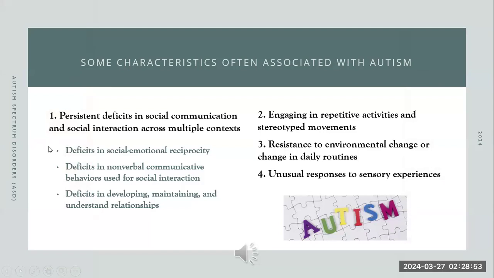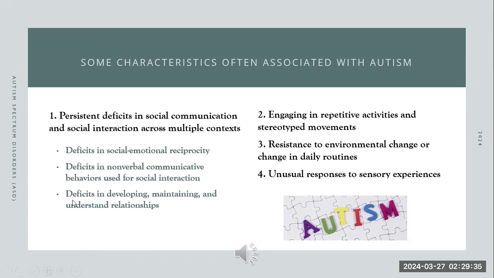Well, in the characteristics we have first, a persistent deficit in social communication and social interaction across multiple contexts. In this social communication, we have deficits in social and emotional reciprocity. They have difficulties starting a conversation or keeping a conversation, as an example. They also have deficits in non-verbal communicative behaviors used for social interactions. I mean gestures and understanding body language, and things like that.